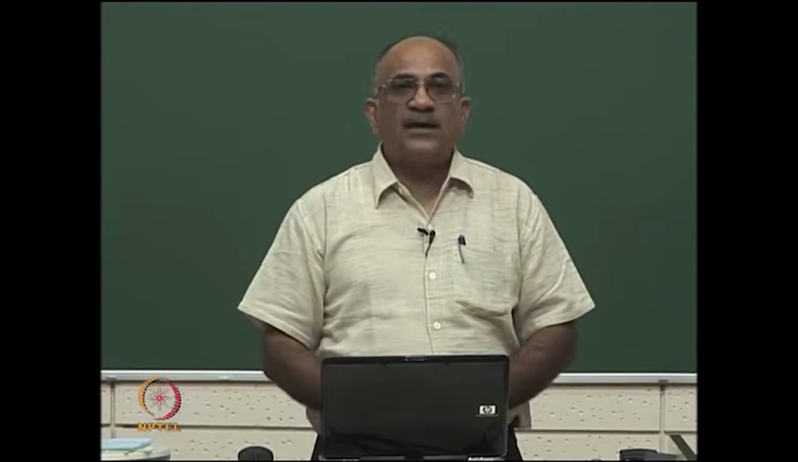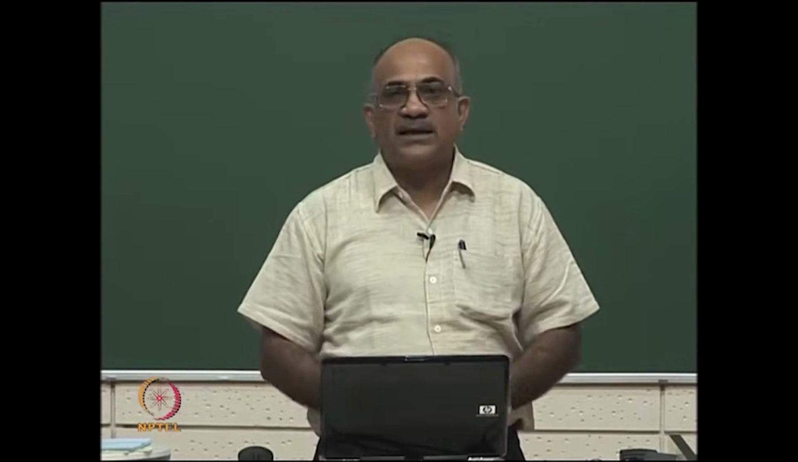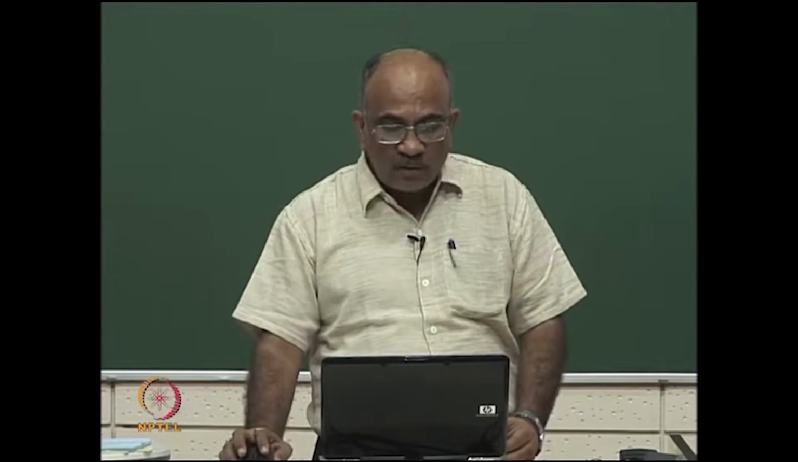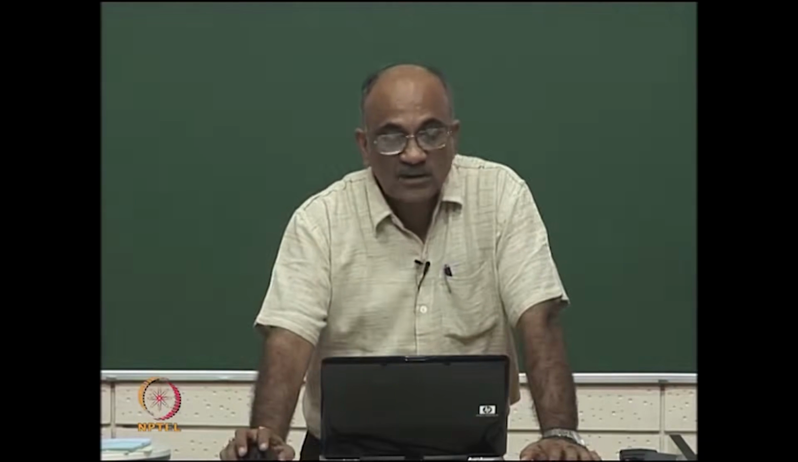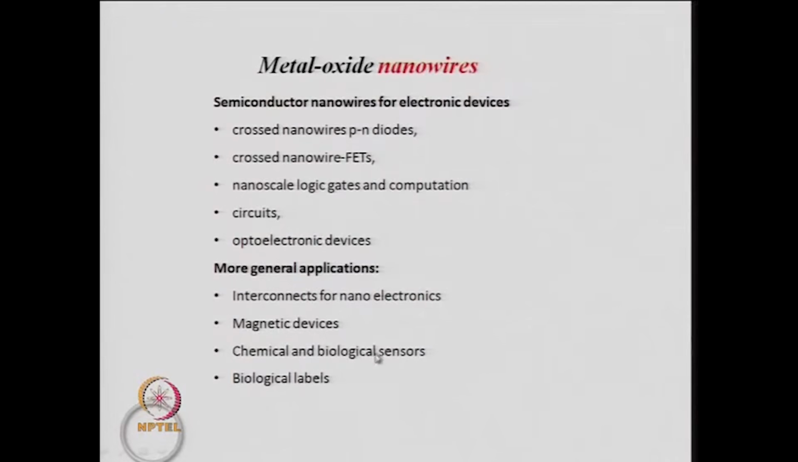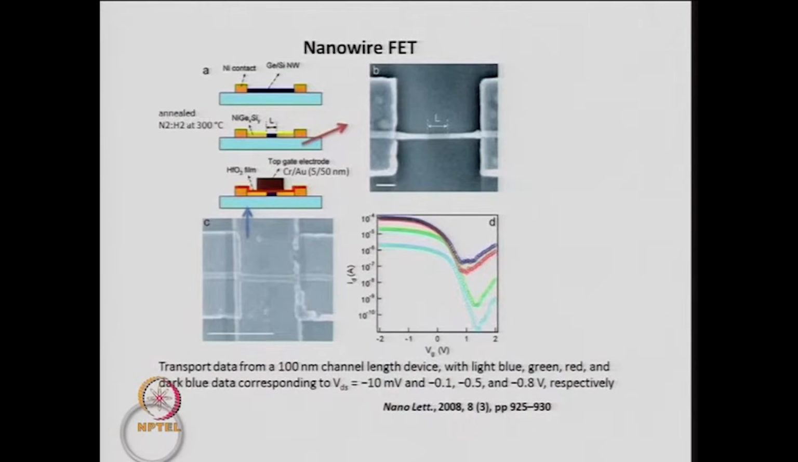If you go to general nanowires, maybe metallic or magnetic, then you add more number of applications. For example, as magnetic devices you can use nanowires, as sensors in chemical and biological sensors you can use nanowires. You can use them as biological labels, that means they can find out something which belongs to a particular biological system.